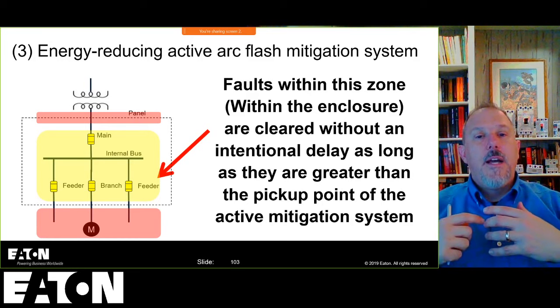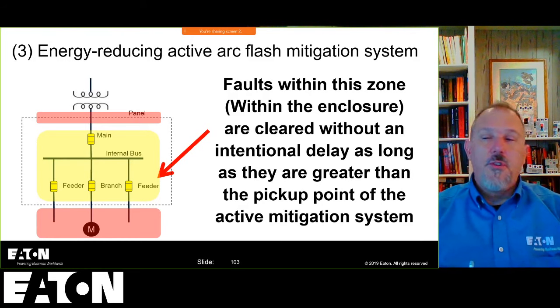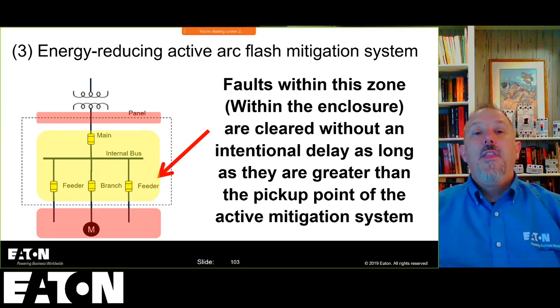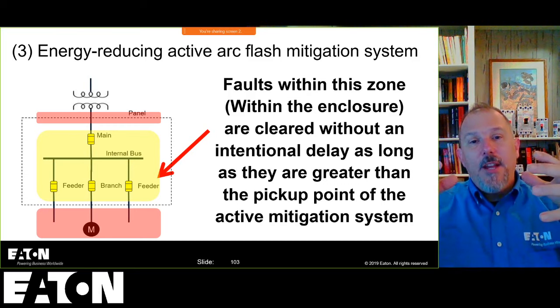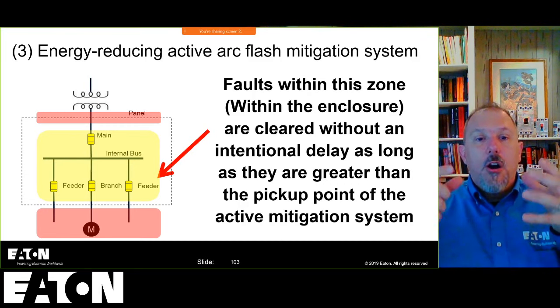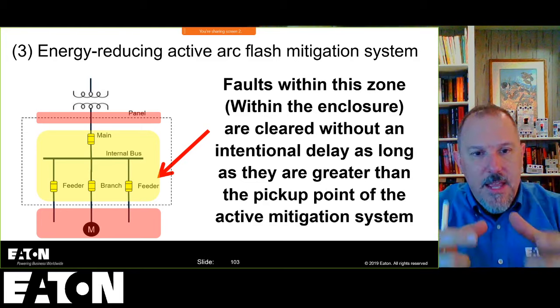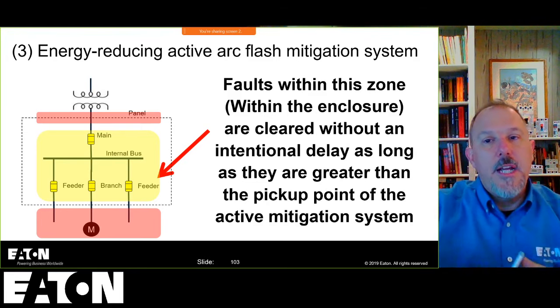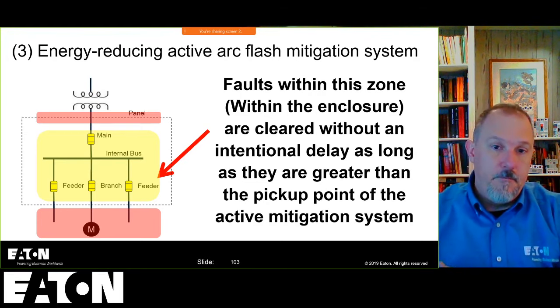If you're doing the active systems, these are your arc quenching systems. And I think GE calls them their arc vault systems. They also work in the zone of protection. Your arc flash event has to occur in that zone of protection. It doesn't protect you downstream.